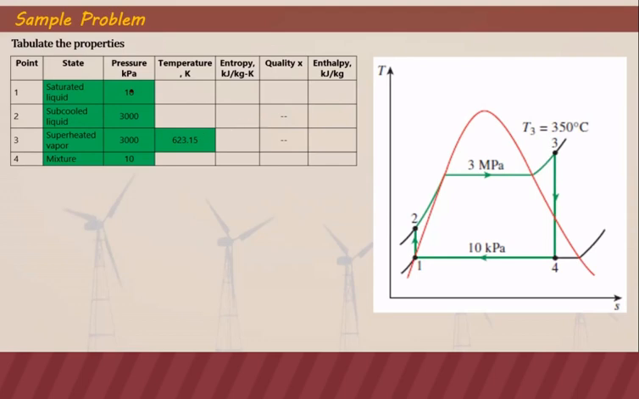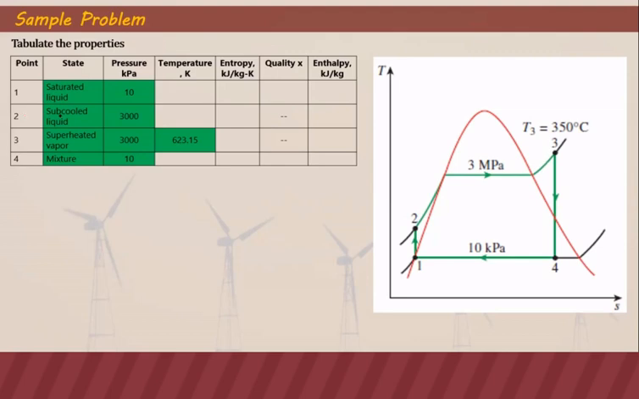So from the given, it is known we have 4 points: point 1, point 2, point 3, and point 4. We know that at point 1, based on our Ts diagram, point 1 is a saturated liquid. It falls on the saturated liquid curve. So that's why it's saturated liquid. And then the pressure at this point is 10 kilopascal. That's why we have 10 kilopascal here.